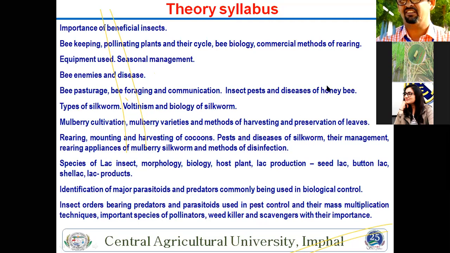And mass multiplication techniques also, and important species of pollinators. Bees are also pollinators, but other species are also there that pollinate plants, so we will study that too. Then weed killer insects and their importance also come in your syllabus. This is about the theory syllabus.